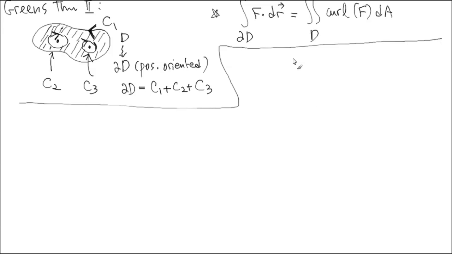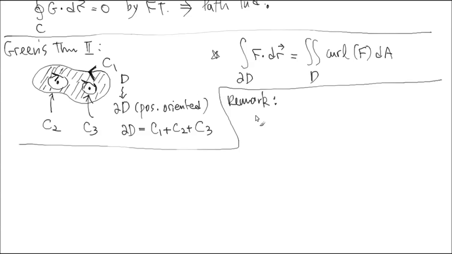I'm going to give you an interpretation of this. This line integral, let me just abbreviate it like this because the vector field is going to be the same all the time. This is the same as C1 in a counterclockwise orientation, plus C2 in a clockwise orientation, and C3 in a clockwise orientation.